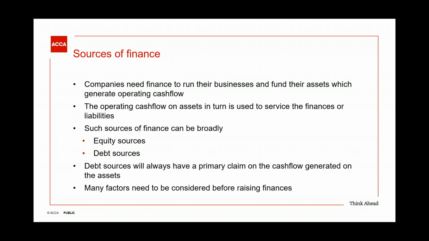Again, debt will always be a primary claim on the cash flow generated on an asset. So any business has an operating cash flow, and once this cash flow on operations is generated, providers of finance have a claim on this cash flow. The first claimant, or the first source of finance you need to satisfy in a business, is the debt holders, because they have a primary claim on the cash flow. Most of the time it's a primary claim, but it's also a fixed claim. So once that fixed claim is satisfied, that's it. You pay them in full.